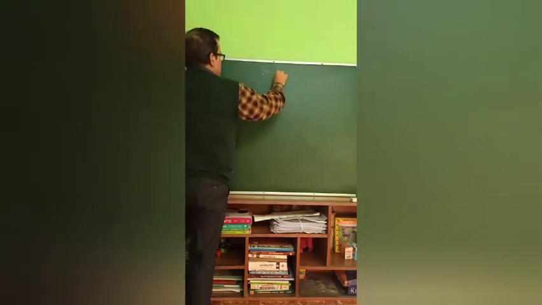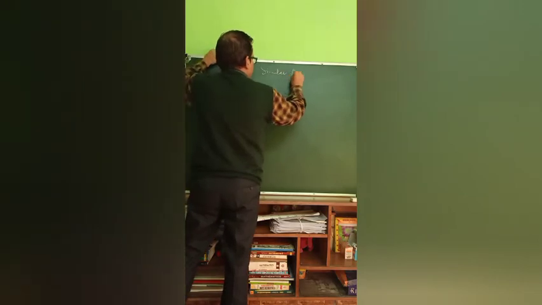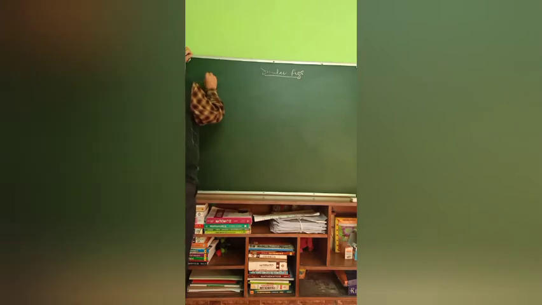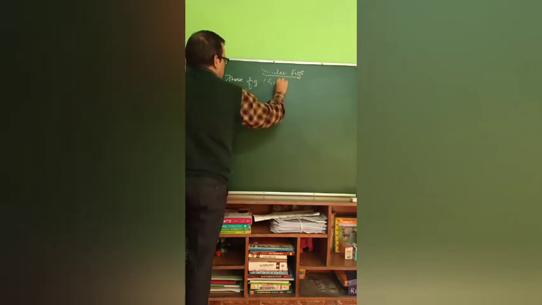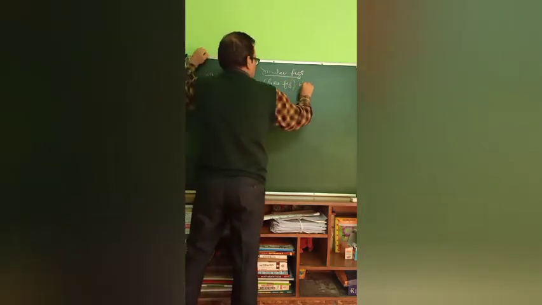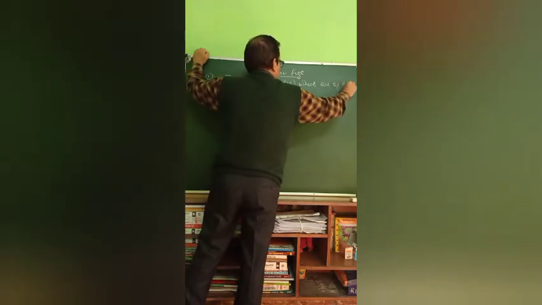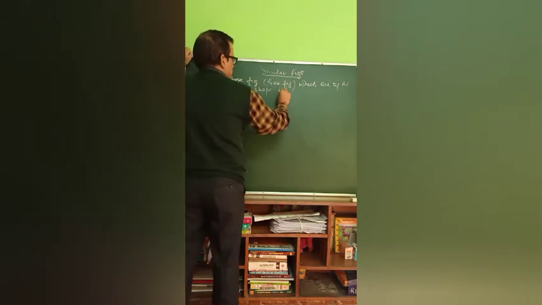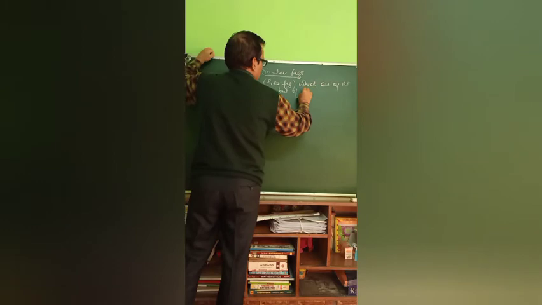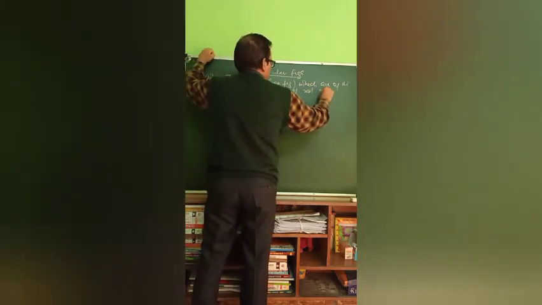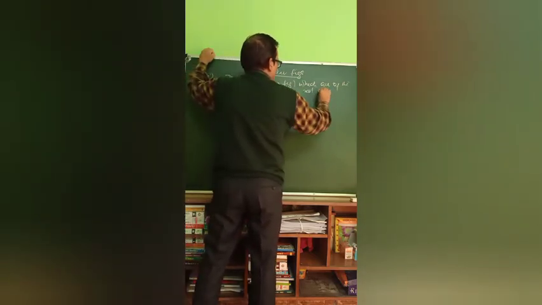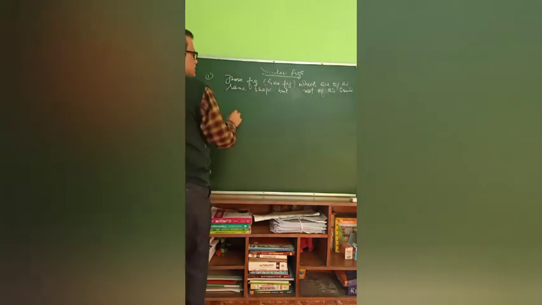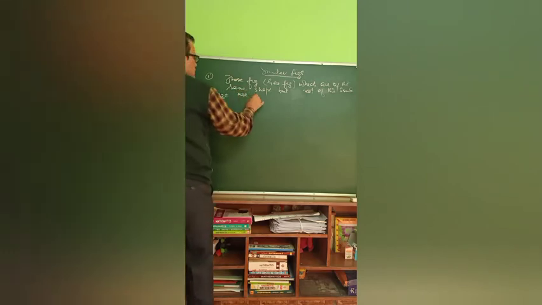Now we will write what similar triangles or similar figures are. The definition: similar figures are geometrical figures which are of the same shape but not of the same size.